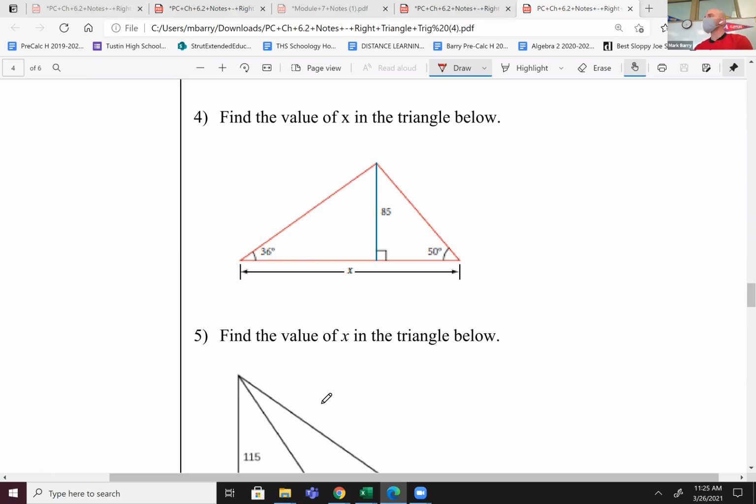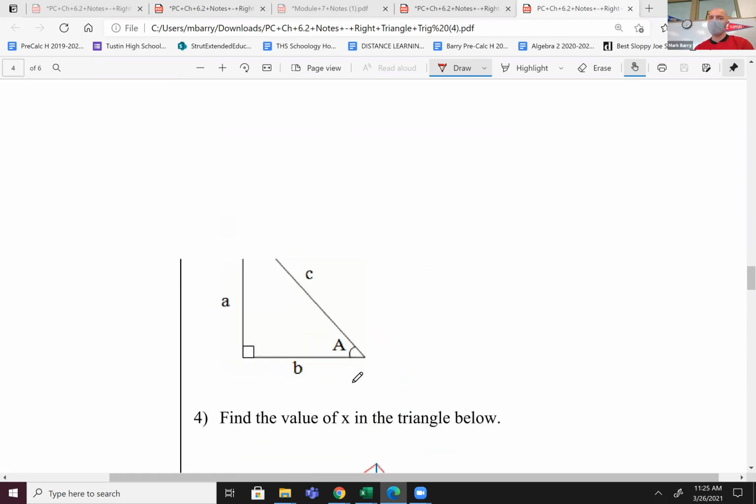Welcome everybody. So we are going to continue on with our 6.2 notes today. We're going to start with number 4 here. I know we are skipping some.